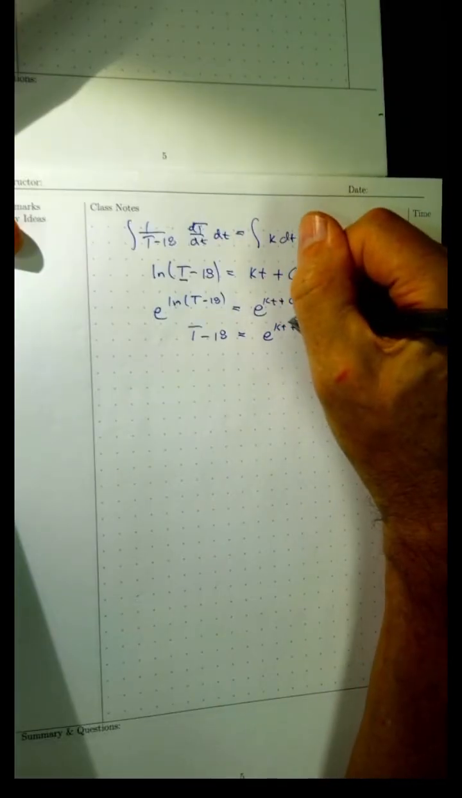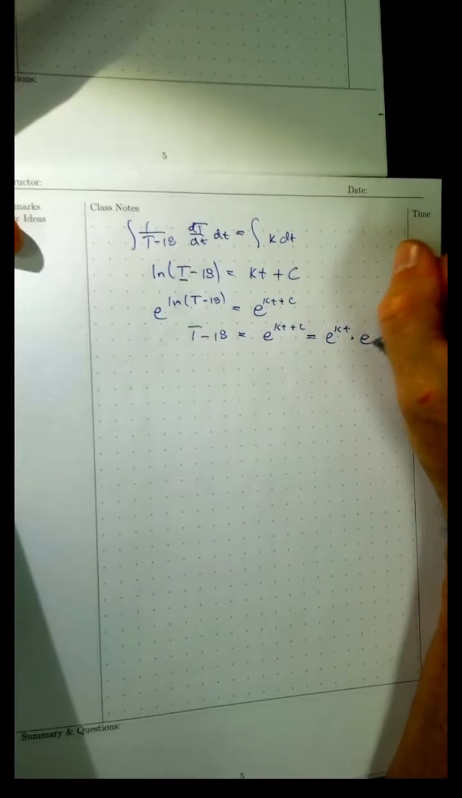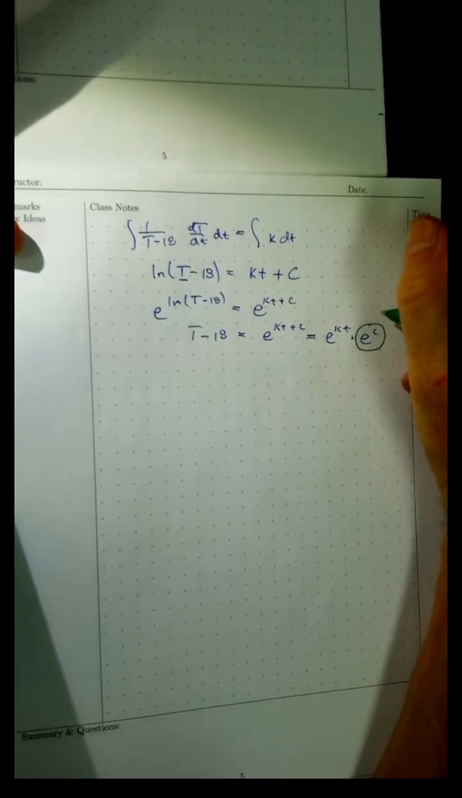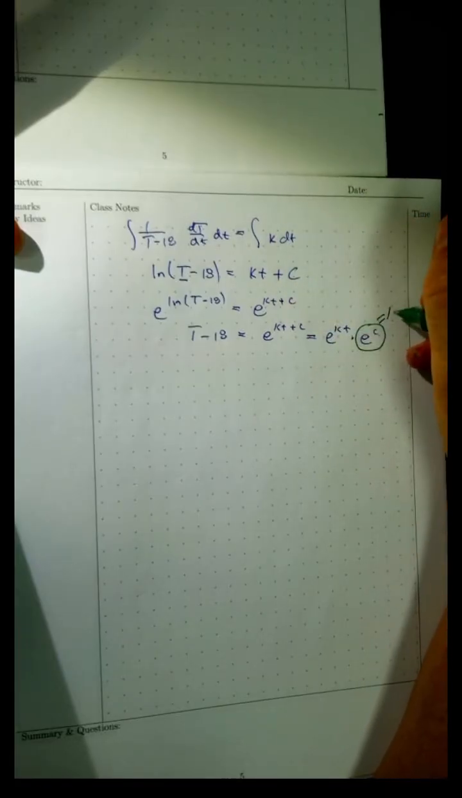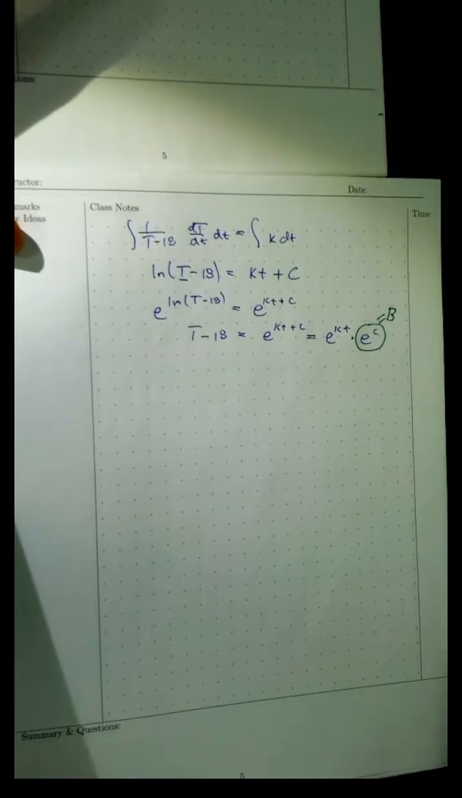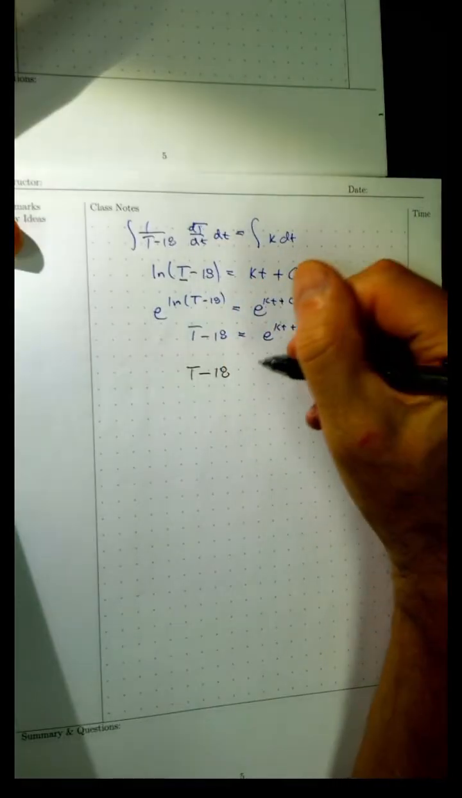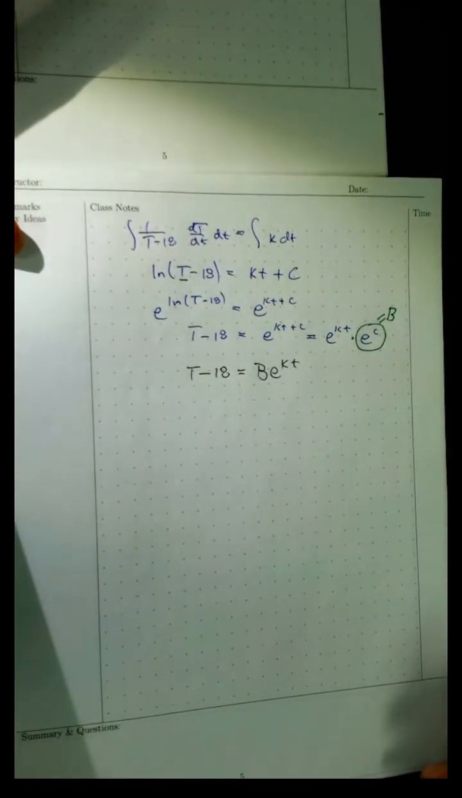But this is e to the something plus something. So I can take the first thing times e to the c. And look at that, c is a constant, so e to the c is a constant. No, I've used k. Let's just call it b, for lack of anything else. But b is a constant, that's all that matters. So T minus 18 equals b e to the kt.